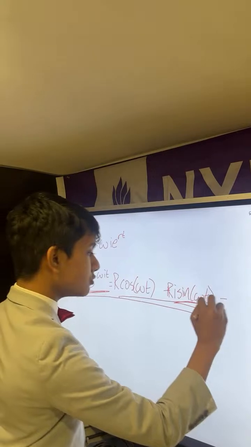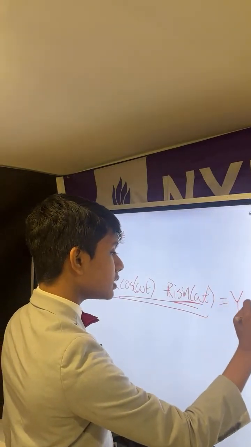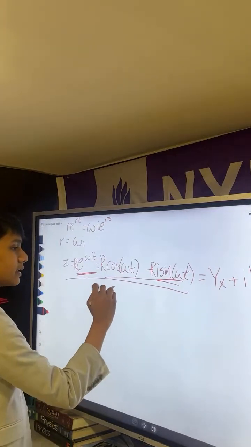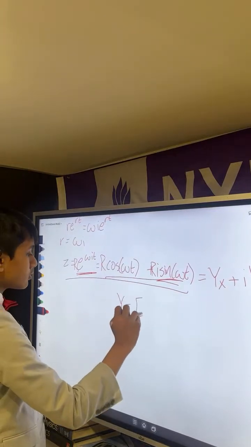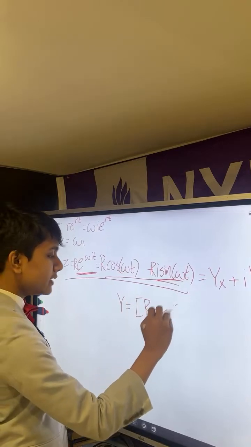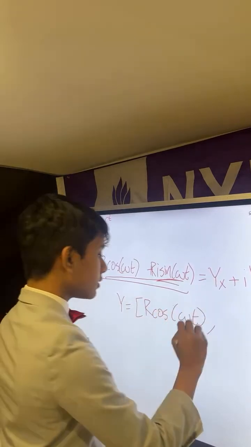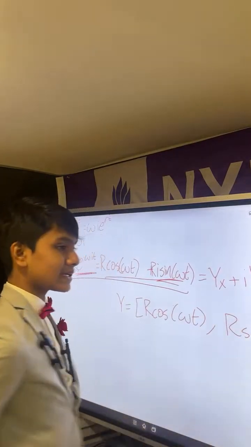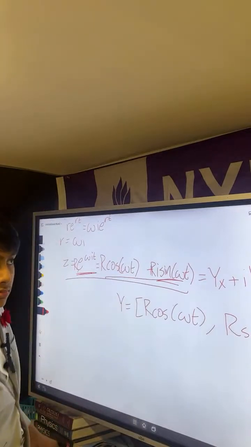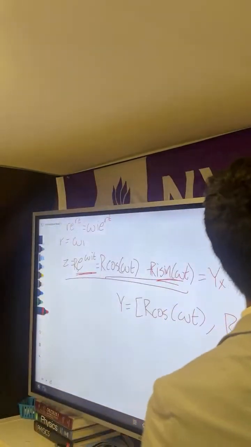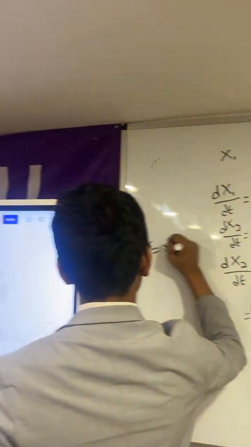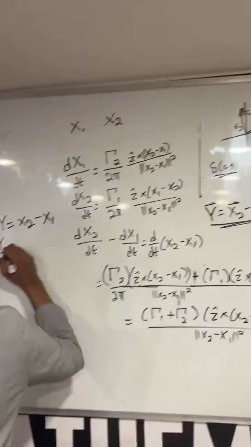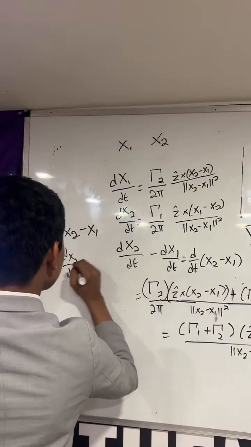Well, this is equal to yx plus i yy. See, the complex conversion wasn't for nothing, because now we know y is just equal to r cosine omega t, r sine omega t. Now, what does that actually tell us? Well, recall y is equal to x2 minus x1. Now recall that dy dt is equal to dx2 dt minus dx1 dt.